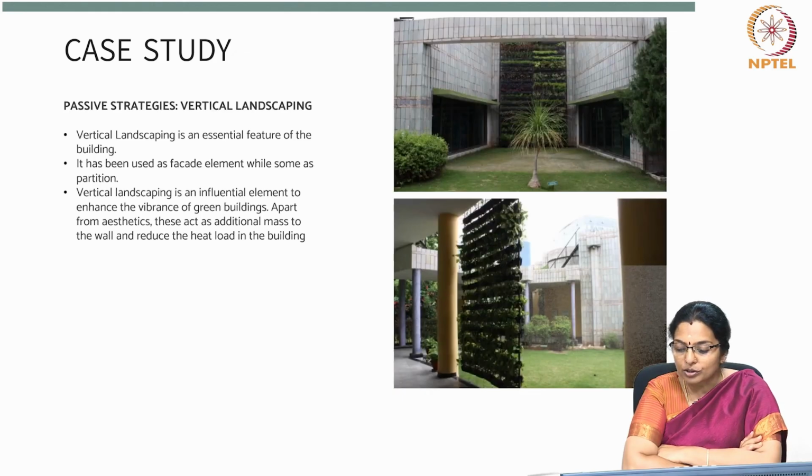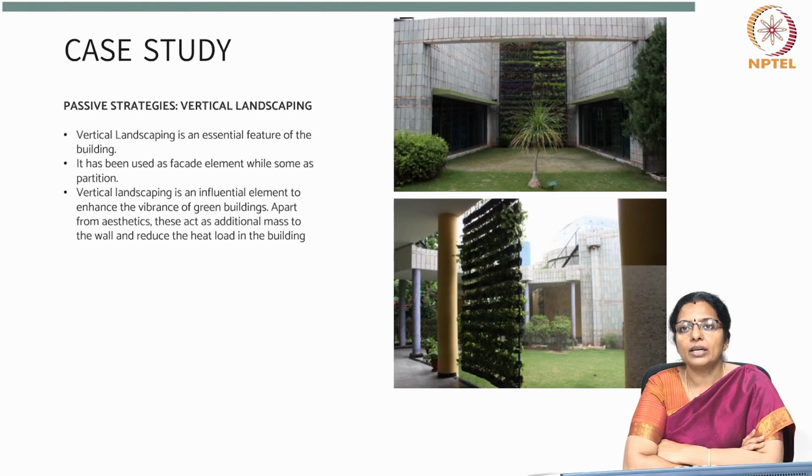Then this building also uses vertical landscaping, which is kind of experimental. Vertical landscaping is an essential feature of this building, and it has been used as a facade element while some has been used as a partition. Vertical landscaping is an influential element to enhance the vibrance of green buildings. Apart from aesthetics, these act as additional mass to the wall and reduce the heat load on the building.